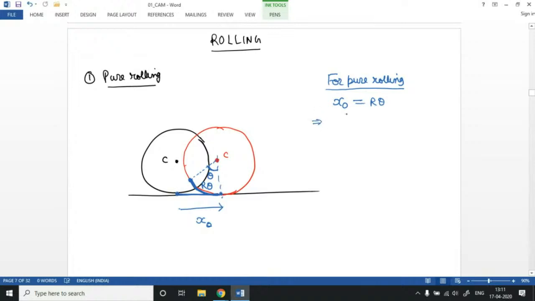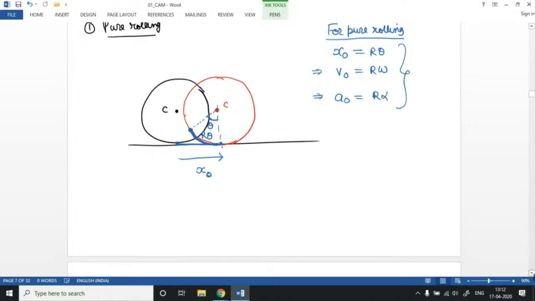If we differentiate both sides with respect to t, we will get a relationship between the linear velocity of its center of mass and angular velocity. So v naught will be equal to r omega. And if it is accelerated rolling, then v naught and omega will be changing with respect to time. So when we differentiate both sides with respect to t, we get a naught is equal to r alpha. These three relationships collectively are the condition for pure rolling.